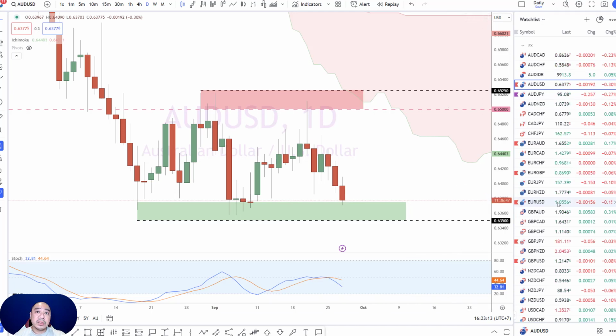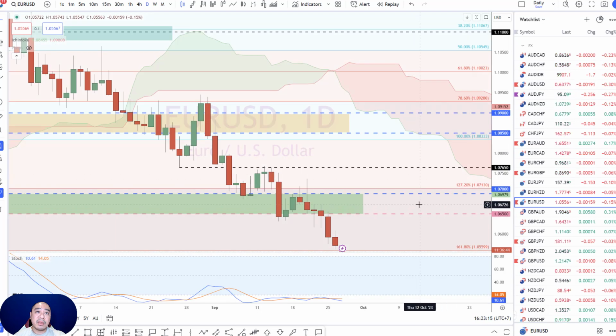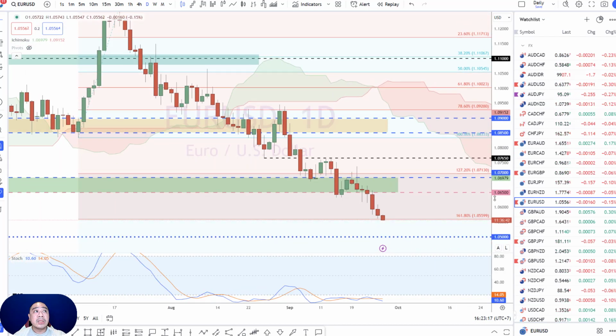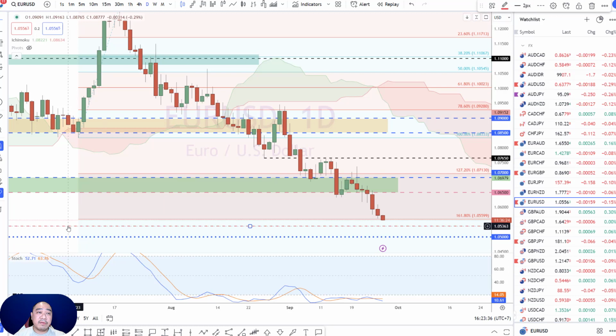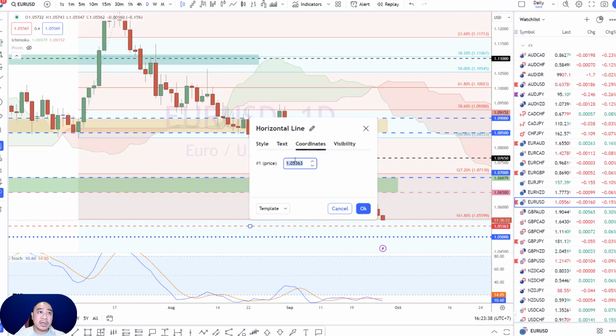Now, moving on to Euro USD, this is where things get a little bit interesting as well. Just like the dollar index, the Euro USD has actually reached the 161.8% level, which is at 1.0559. I'm just going to leave it there because I'm not going to delete it as of yet. This is very close to 1.0550. So I'll just highlight it for you, 1.0550, right?